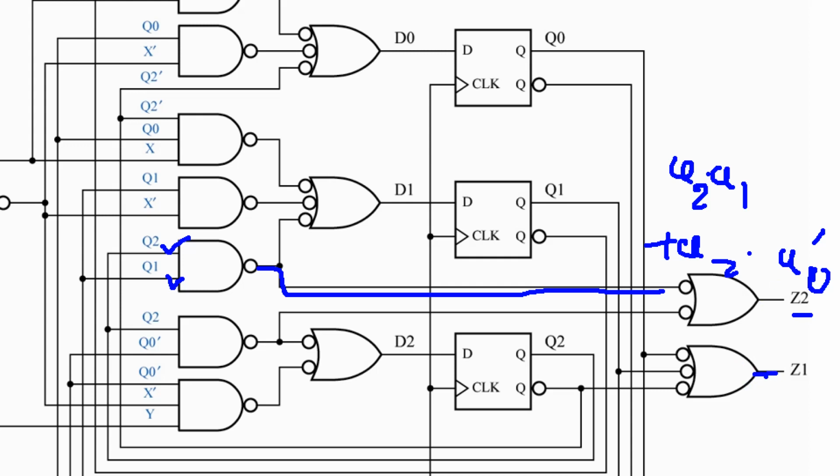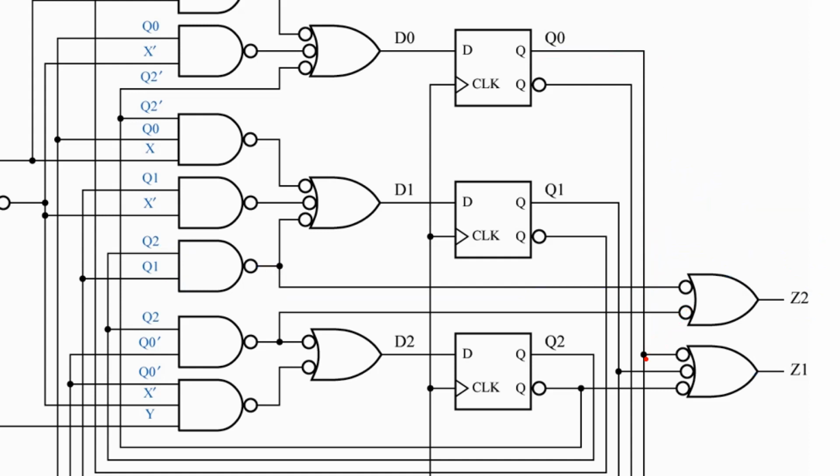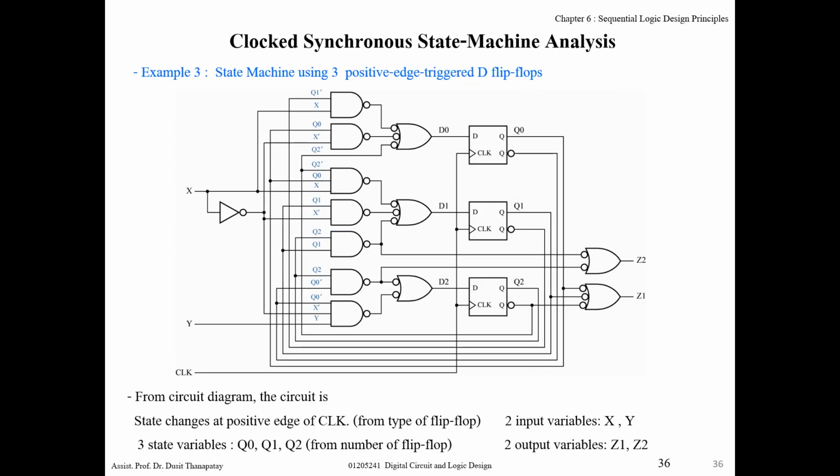And how about Z1? Z1 is Q0 prime and Q1 prime and Q2. That means output Z2 and output Z1 depend only on the state variables. That means this circuit is a Moore-type state machine.